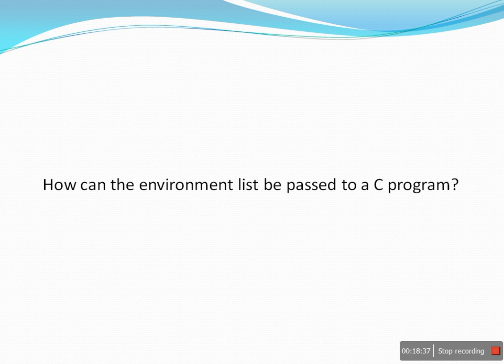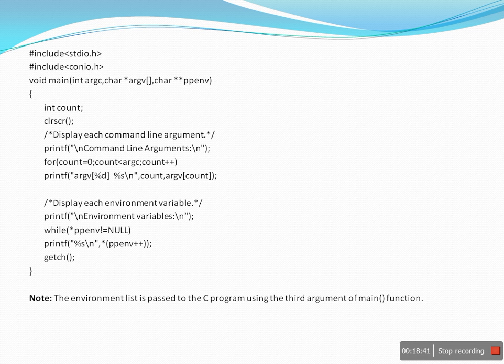How can the environment list be passed to a C program? So we have one example. In the main function we have 3 arguments: one is argc, the argument counter, argv, the argument vector, and envp, the environment variable. Now we are writing one integer count variable here. By using this code we are printing all the environment variables you have set in the computer system. So this is the code for printing your environment variables.